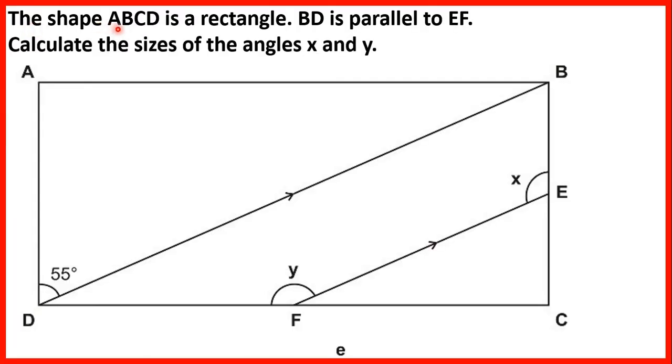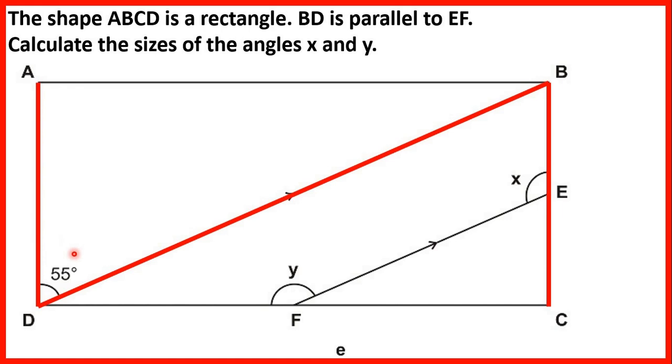The shape ABCD is a rectangle. BD is parallel to EF. Calculate the sizes of angles X and Y. So we need to find these angles here, but with angles problems we won't be able to find the angles straight away. So what we need to do is find out as much information as we can from the diagram.